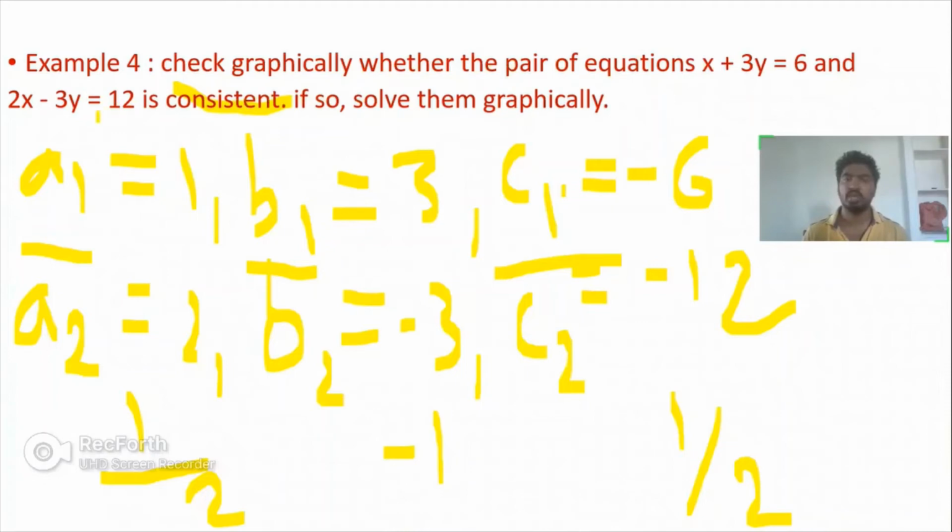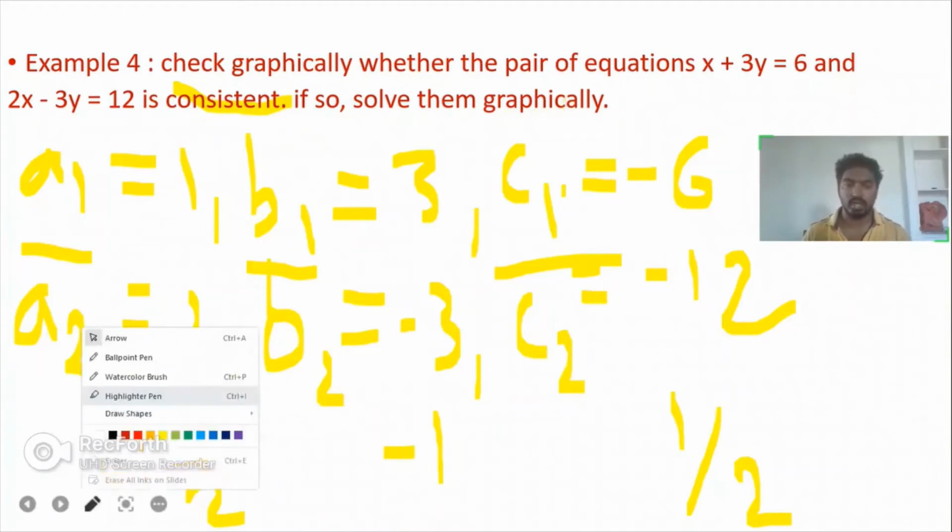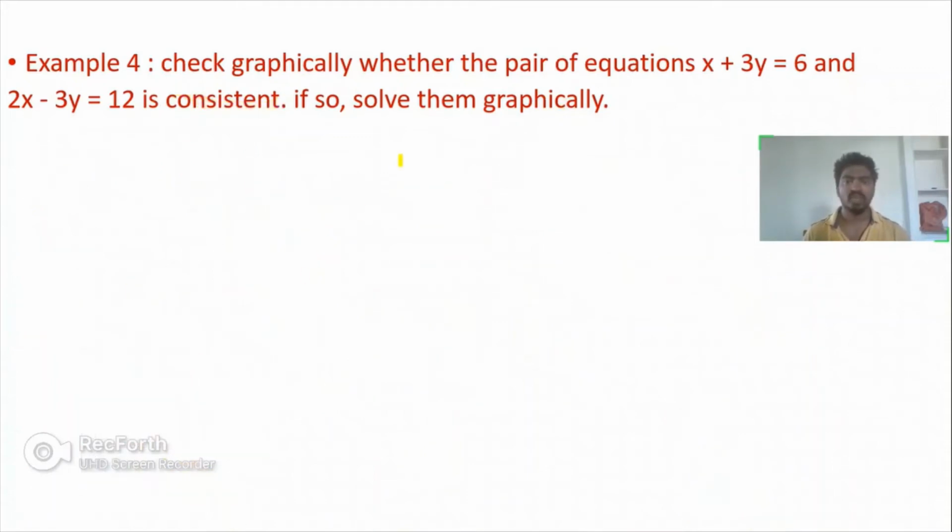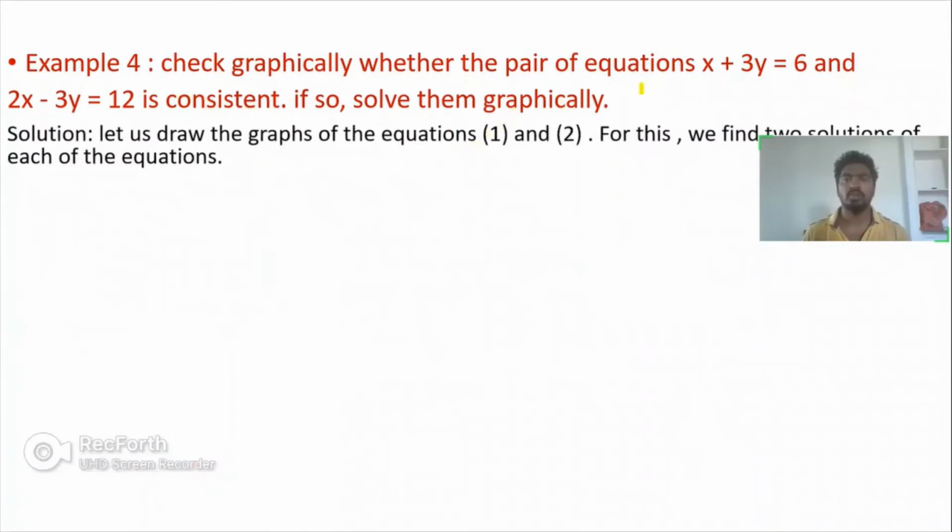So what they are asking in the question is, if these two equations are consistent, then they want us to solve them graphically. So now we have to solve the two equations graphically. If we want to do that, we need to find the points for the two equations individually. For finding points, we frame a table of what the corresponding value of y is for each value of x. So the first equation is x plus 3y is equal to 6.